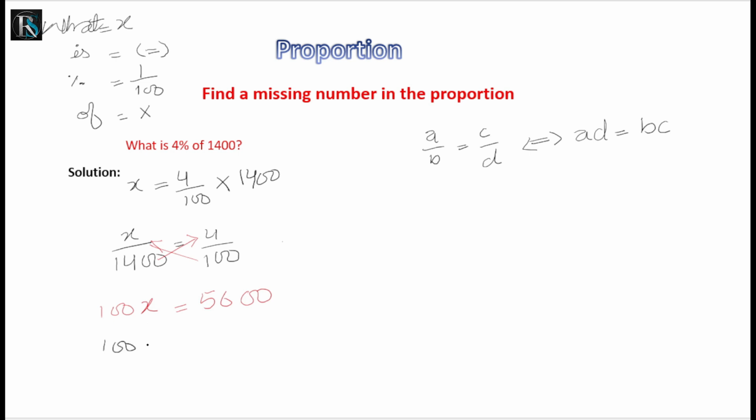For that, divide on both sides by 100 and we are left with x is equal to, this would be cancelled out and we will be left with 56. So this is the solution for that question. Now we can easily verify it by substituting back into this problem, into here.